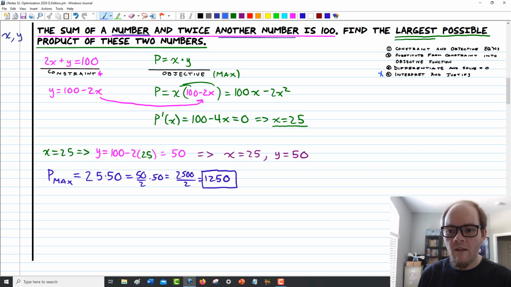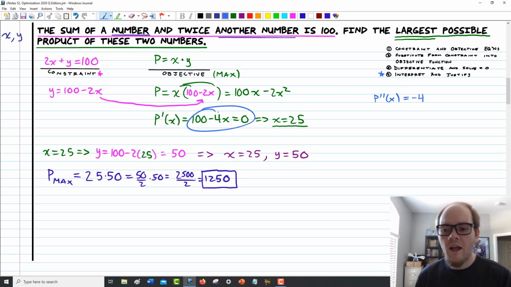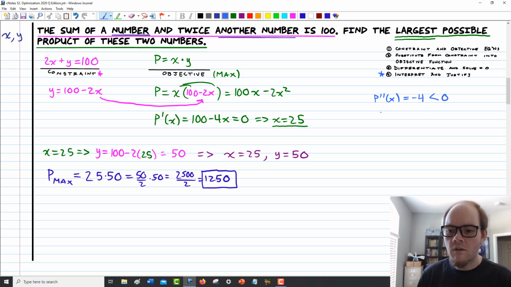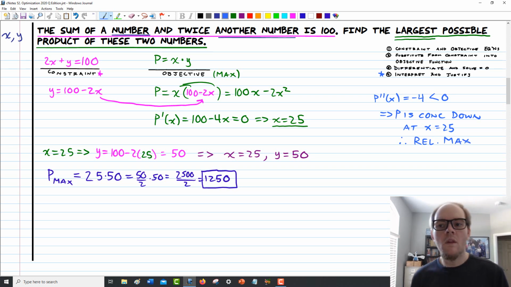Now, if you wanted to do that last step and verify it, this one's particularly easy when using the second derivative test. P double prime of x is equal to -4, literally because P prime is a line. -4 is less than 0, which tells us that P is concave down at x equals 25, which of course indicates, therefore, that we have a relative maximum. Voila, there we go. So there is our work.